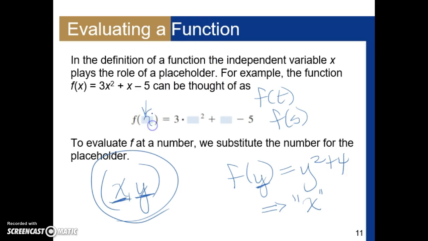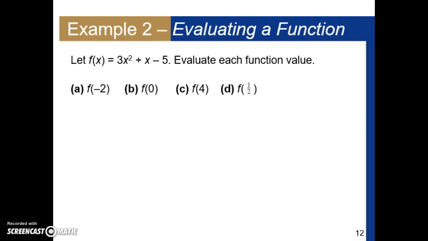So we'll say this is f of x, and that says that we are going to square our input value, multiply it by 3, add our input value again, and then subtract 5. So if we were to evaluate this at some input value other than x, then we know that that's what's going to be going on with this function. So let's use this same function and evaluate it at each of these values.